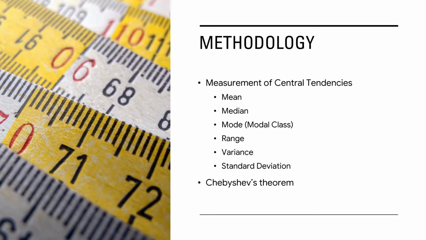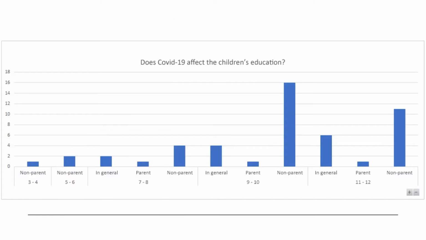We followed our project guidelines and we used the methodology of measurements of central tendencies and Chebyshev's theorem. From measurement of central tendencies, we found the mean, the median, the mode, and the modal class, the range, variance, and the standard deviation. Using the Chebyshev theorem, we also found the percentage of where a sample would be from the respondents. The first graph that we're going to look at is: does COVID-19 affect the children's education?